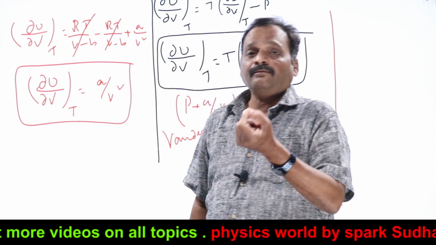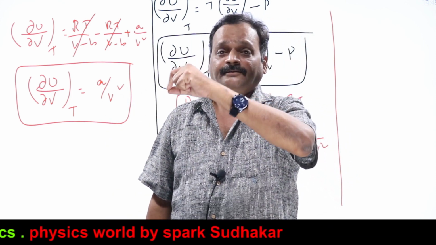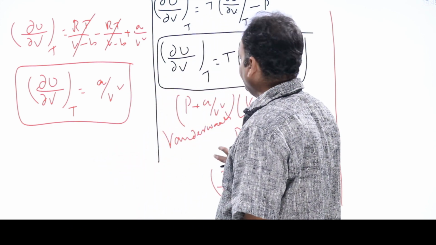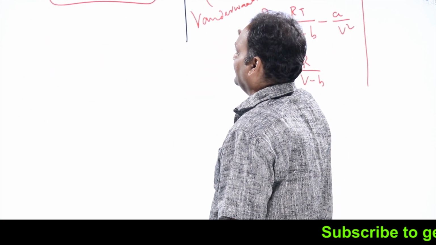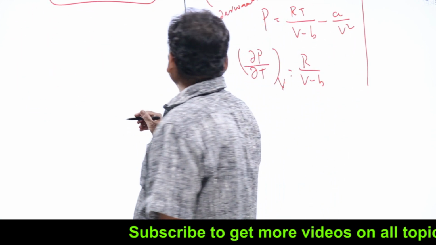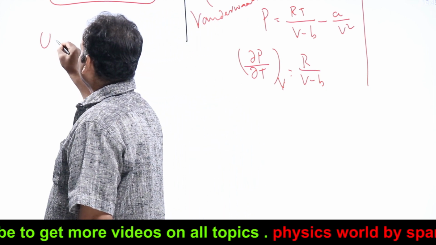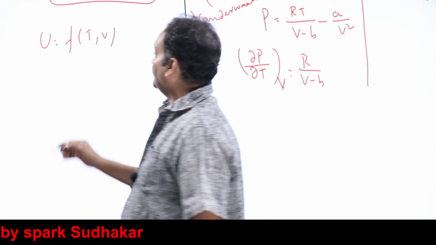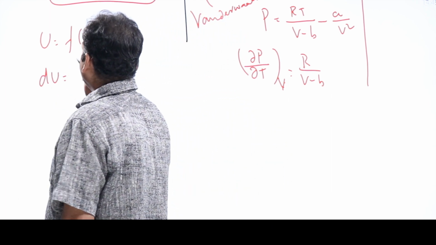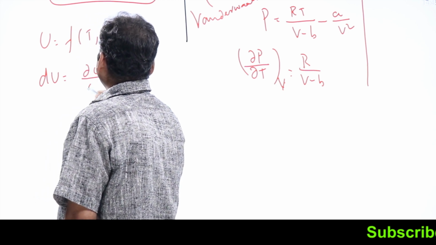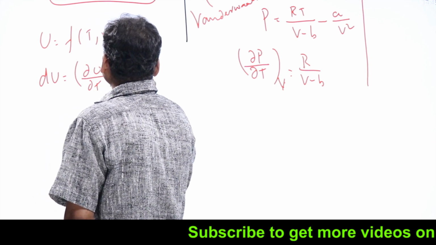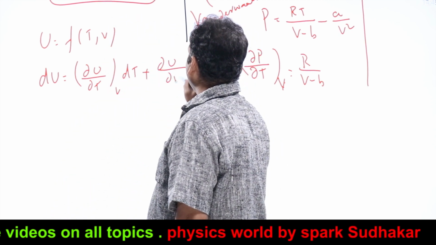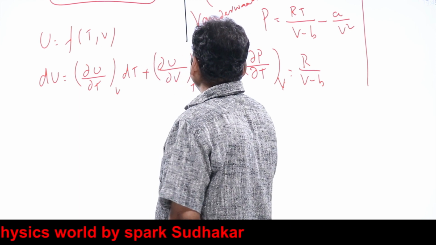Now exactly how internal energy varies with volume, we will see now. Internal energy is a function of temperature even for an ideal gas. For a van der Waals gas, let the internal energy be a function of temperature and volume. So the change in internal energy dU equals dou U by dou T at constant volume into dT, plus dou U by dou V at constant temperature into dV. This is how we write.